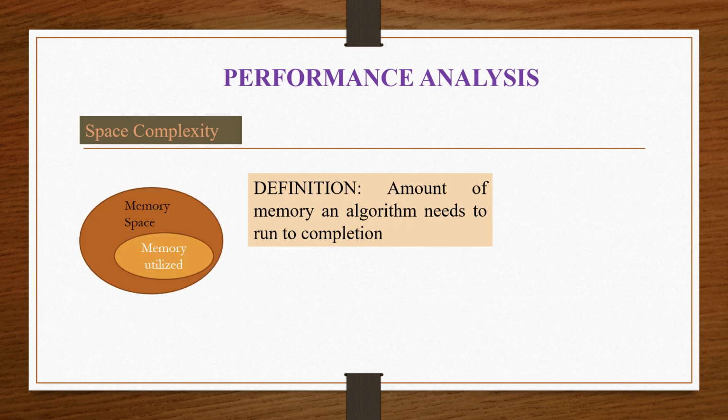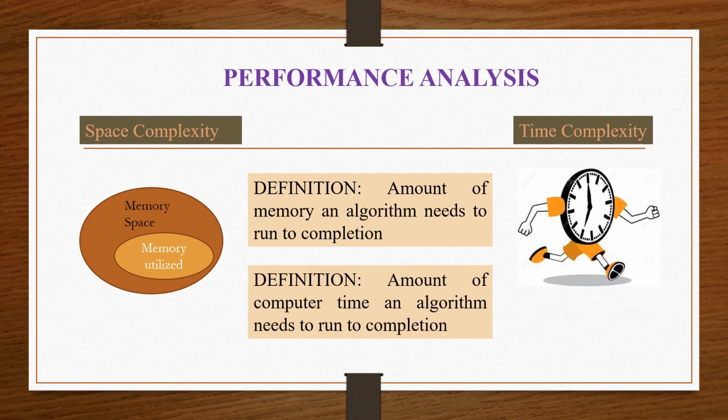So what is space complexity? The amount of memory an algorithm needs to run to completion is called the space complexity. So in the memory space, how much memory has been utilized by an algorithm is called your space complexity. And what is time complexity? The amount of computer time an algorithm needs to complete is called the time complexity.